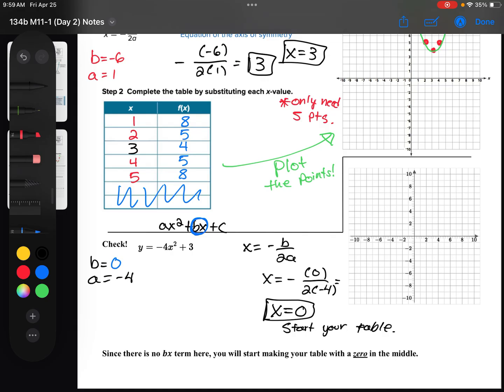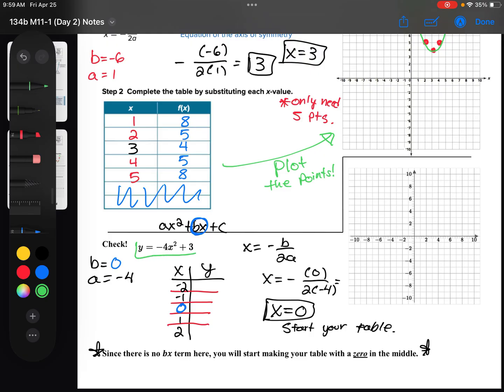Okay, so since there's no bx term here, you will start by making your table with the 0 in the middle. Okay, so plotting the x and the y points, make sure you have 5 slots on your table. 0 is what you start with in the middle, and then you're going to count backwards and up. So it's going to be negative 1, negative 2, 1, and 2. I'm going to show you how to do this on Desmos.